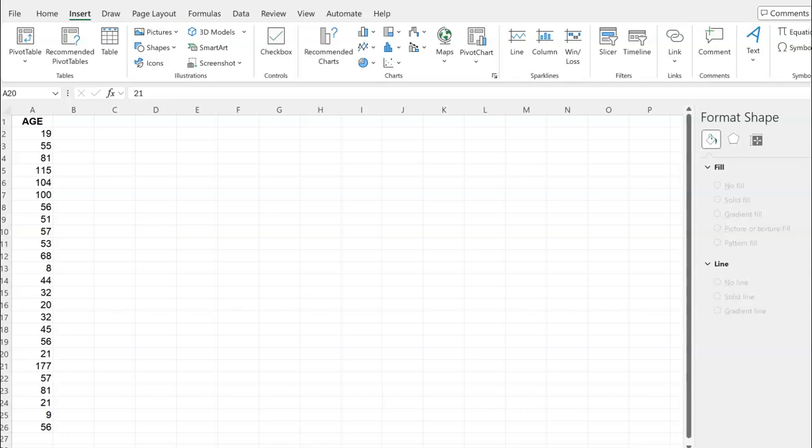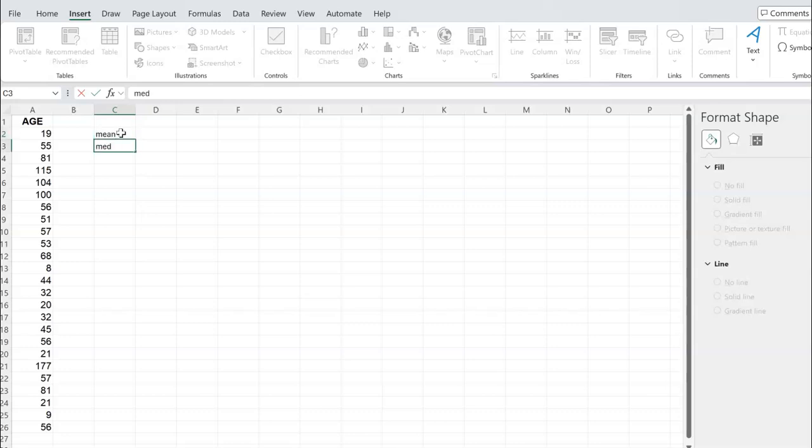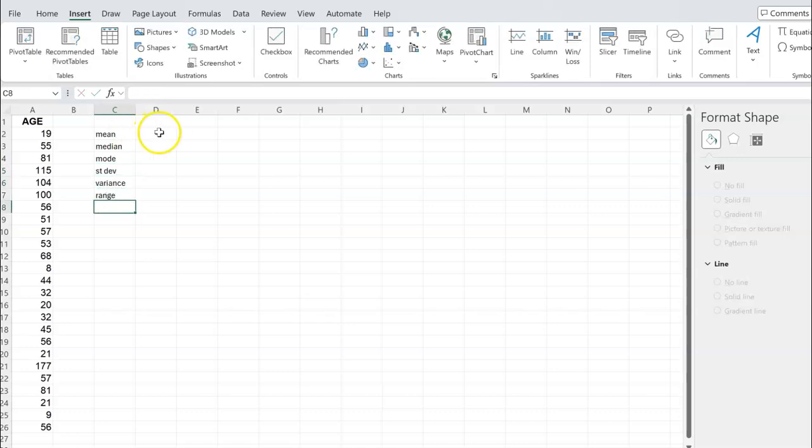In this video, I'm going to show you how you can use Excel to find mean, median, mode, standard deviation, variance, and range. So let's get started. I'm just going to list everything we're going to find: mean, median, mode, standard deviation, variance, range. And we're going to use formulas to do that.